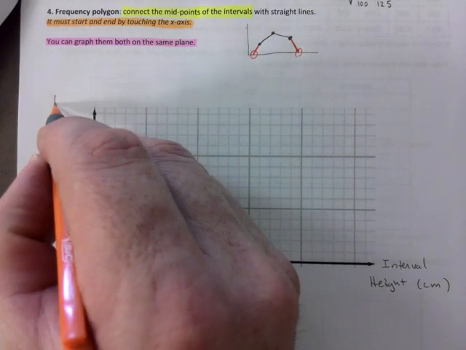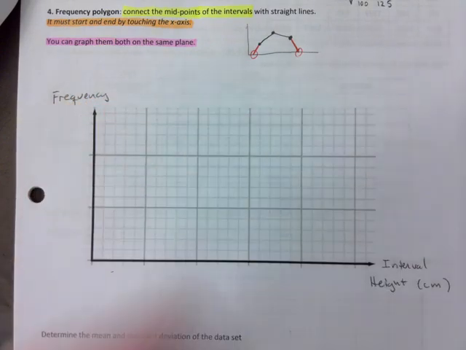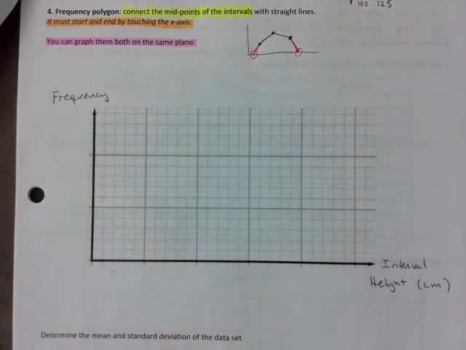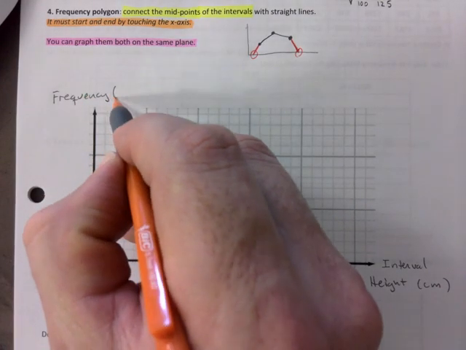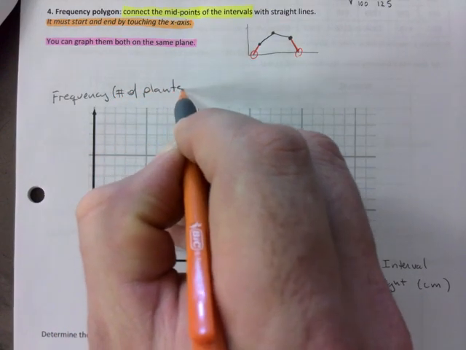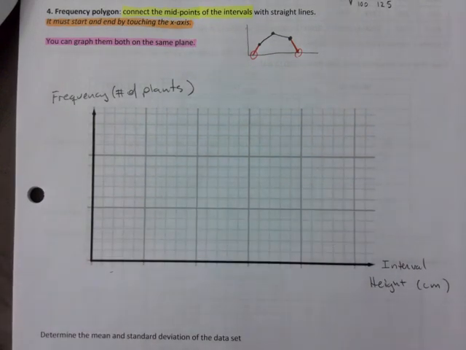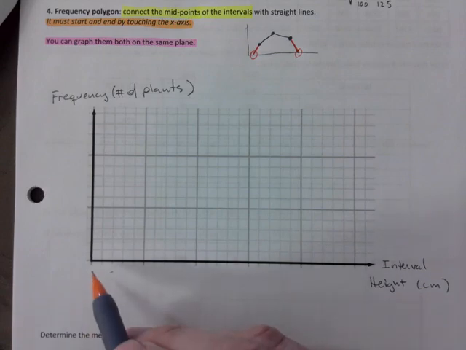And then over here, it's the frequency. And within this context, the frequency is the number of plants. So that's what I want you to write, number of plants. Okay, so it could be number of people, it could be number of tests, it could be whatever data you're thrown at, just have to make sure it makes sense within the context. All right, this is my 0 here.